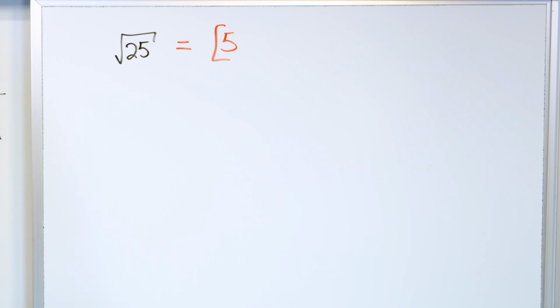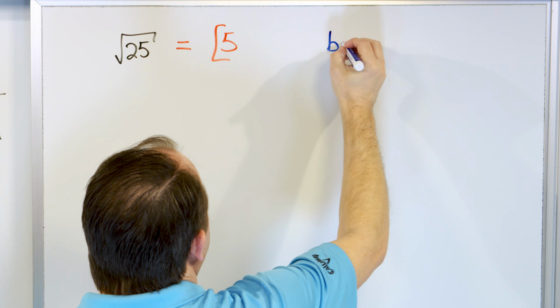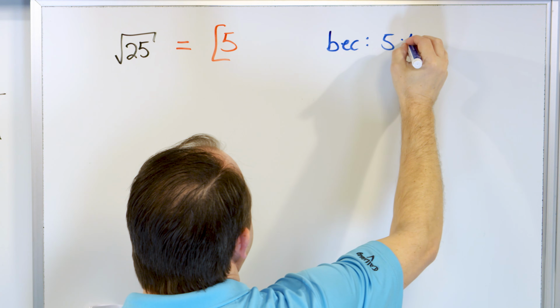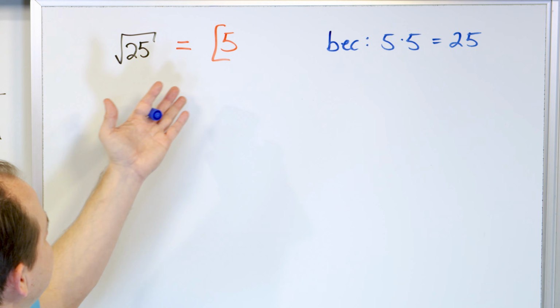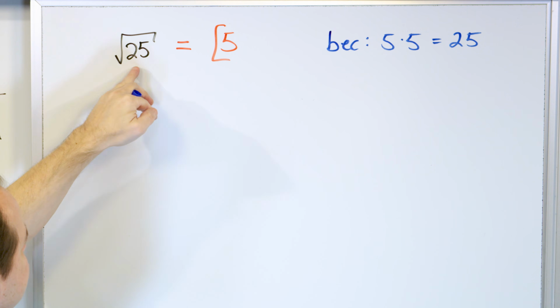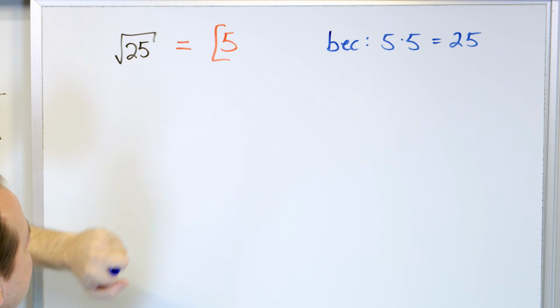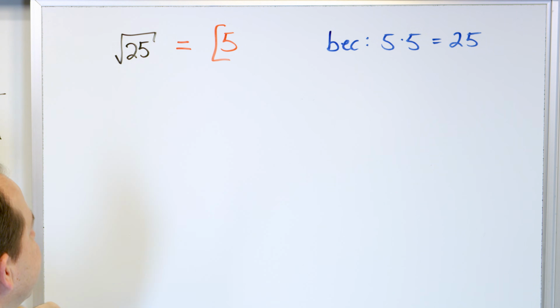Why is 5 the answer? Well, the answer is 5 because 5 times itself, 5 times 5, is 25. The other numbers don't work. 4 times 4 is 16, that's not equal to this. 3 times 3 is 9, that's not what's under here. 6 times 6 is 36, and so on, that's not what's under there either.